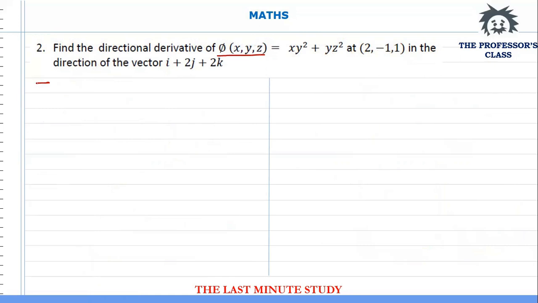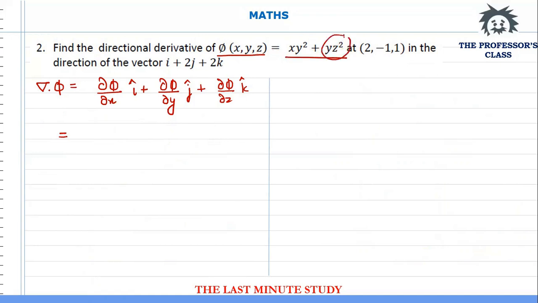So the directional derivative, as we have seen in the previous question also, is given as del phi by del x in the i direction plus del phi by del y in the j direction plus del phi by del z in the k direction. Now I need to differentiate the function phi with respect to x, y, and z respectively. First of all, when I differentiate this function phi with respect to x, this term will become constant. So I'll be left with differentiating this term, which will give me y square.